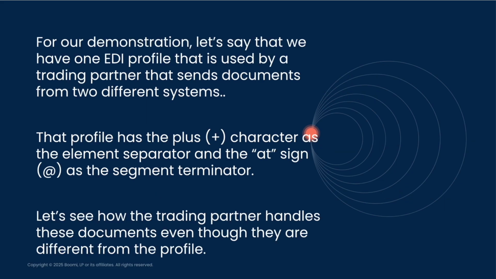For our demonstration, let's say that we have one EDI profile that is used by a trading partner that sends documents from different EDI systems, and they each use different delimiters. That profile has a plus character as the element separator and the @ sign as the segment terminator. Let's see how the trading partner handles these documents even though they are different from the profile.